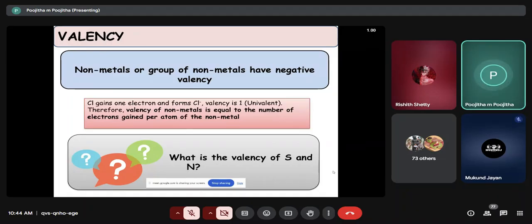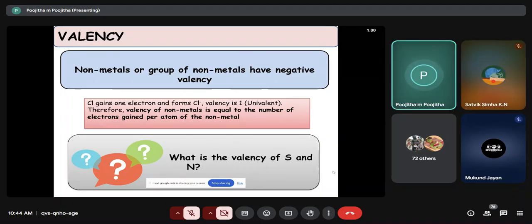Recall, what is the valency of sulfur? Minus 2. Immediately, children, see, in grade 9, if I tell sulfur, you should be able to recall atomic number 16. You should know their atomic numbers. So 16 is 2, 8, 6, 6 electrons in the outermost shell. It has a tendency to gain 2 electrons. Okay. So valency is -2.